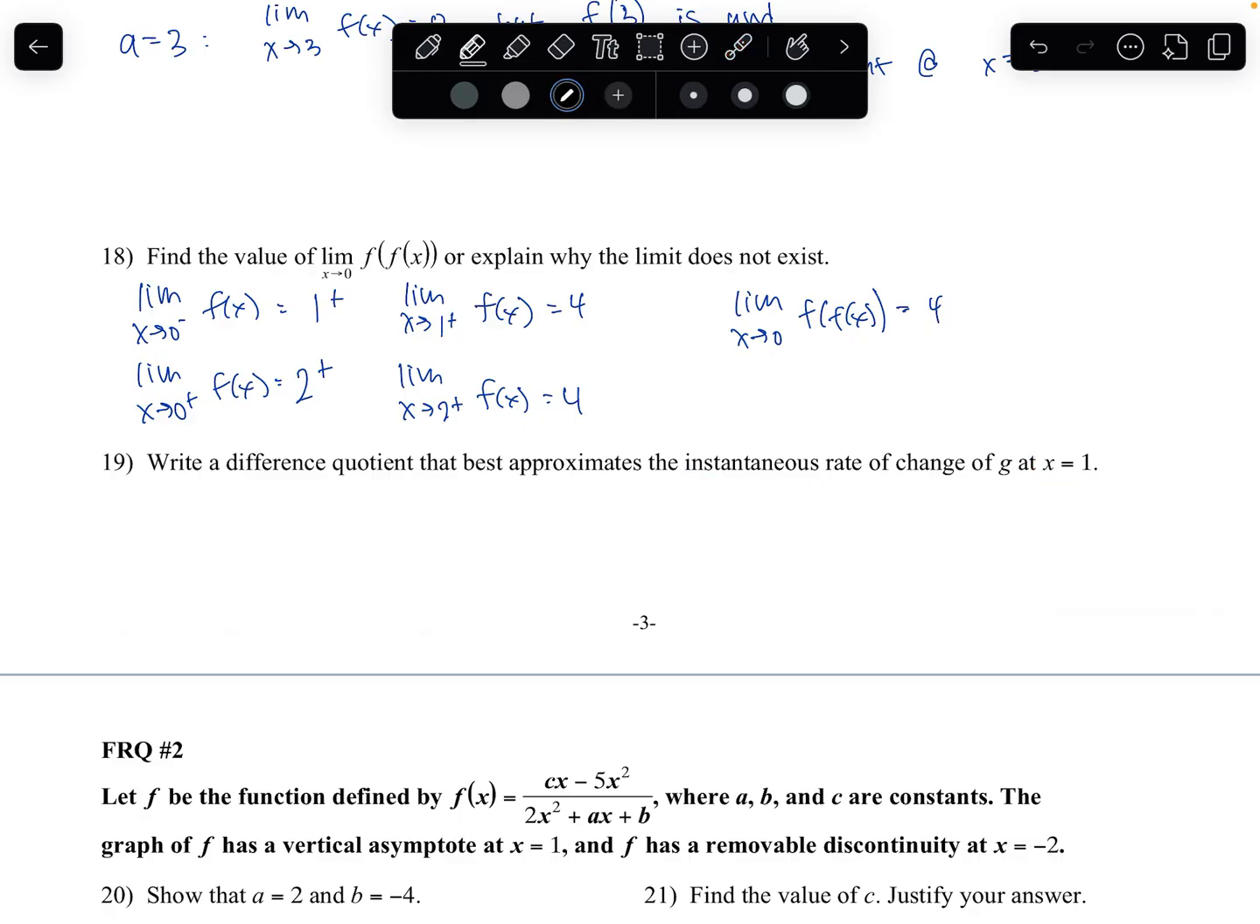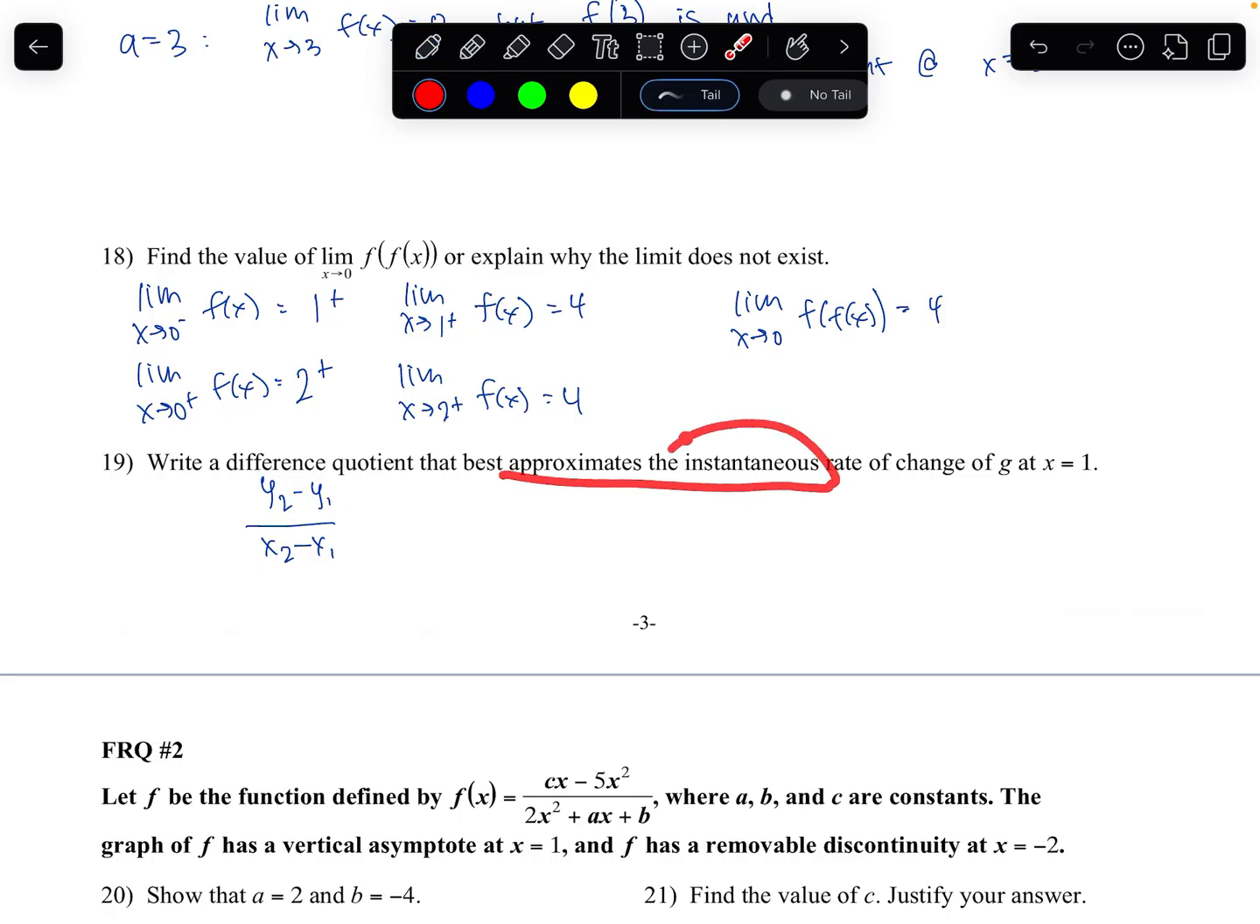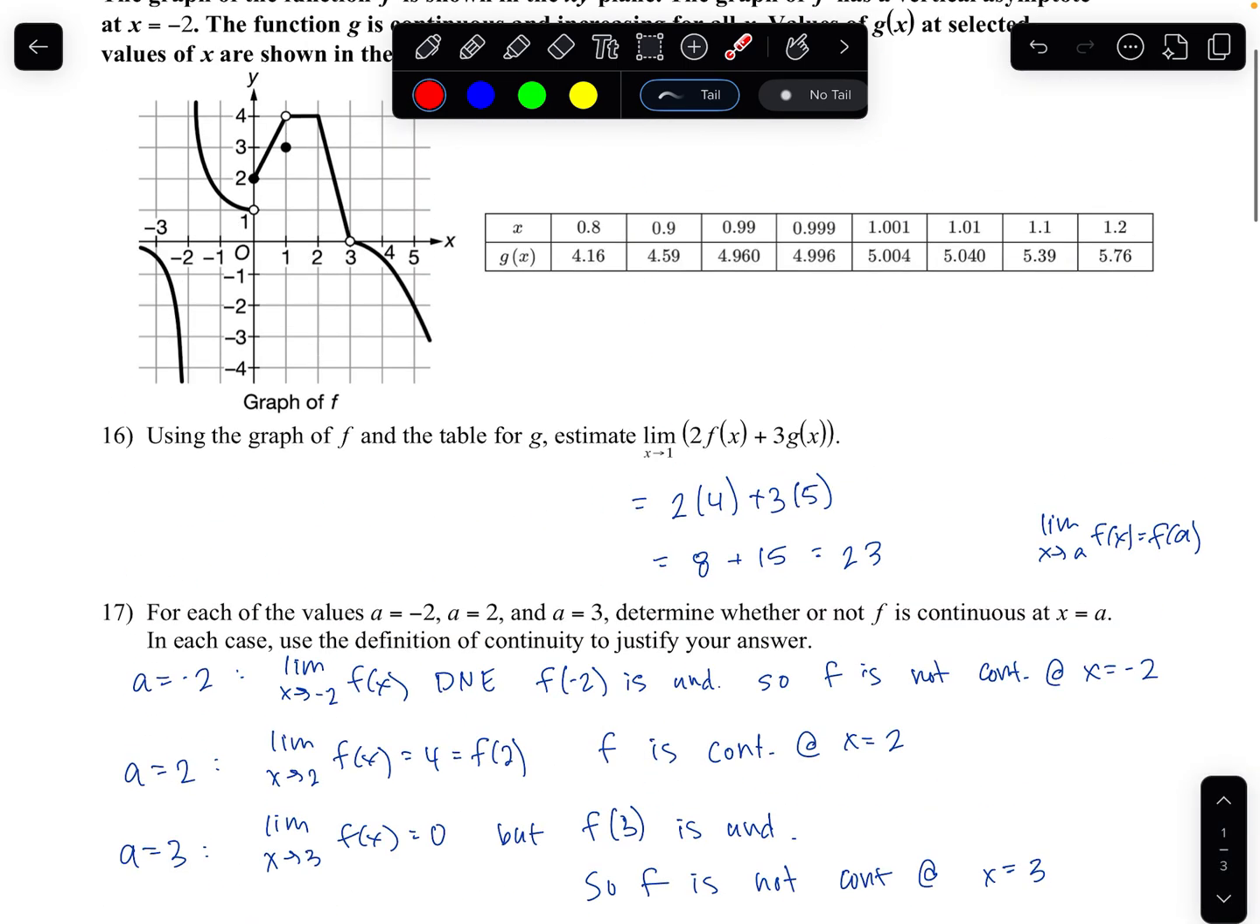A difference quotient is y2 minus y1 over x2 minus x1. That's a difference quotient. So slope is a difference quotient. And that's how you approximate instantaneous rate of change, by using the slope of a secant line. So at x equals 1, we're also talking about g, not f. So we're trying to approximate the slope at x equals 1.